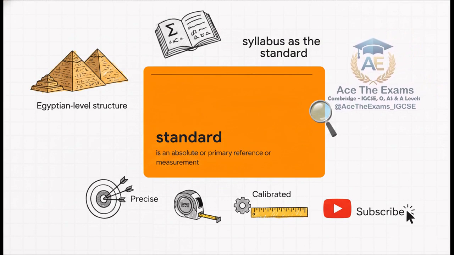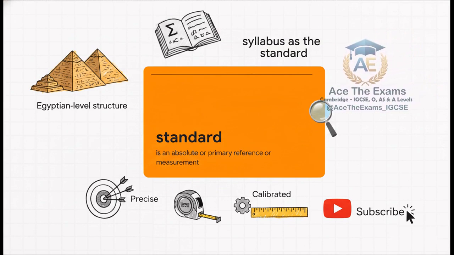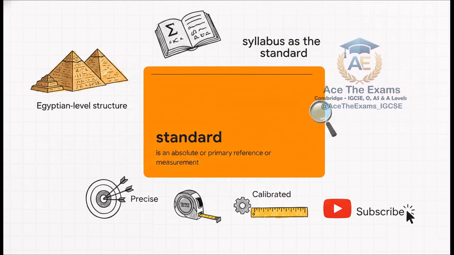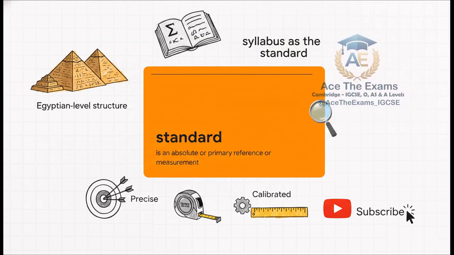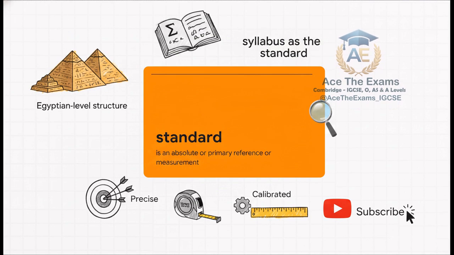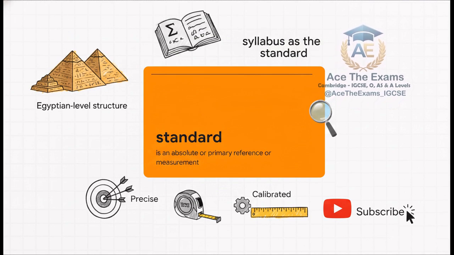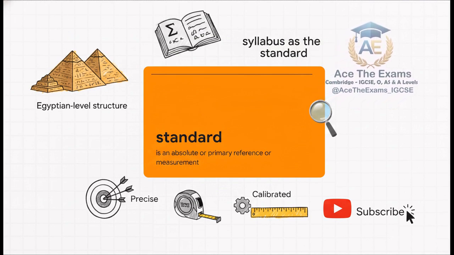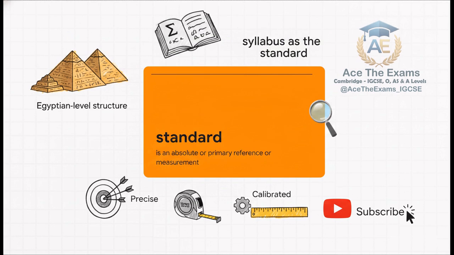Second, precise. This means that when you take several readings, they are grouped very closely together. Now, when you are writing an exam answer, precision means your points are tightly focused exactly on what the question is asking, rather than wandering off into irrelevant physics trivia like Alex always tends to do.